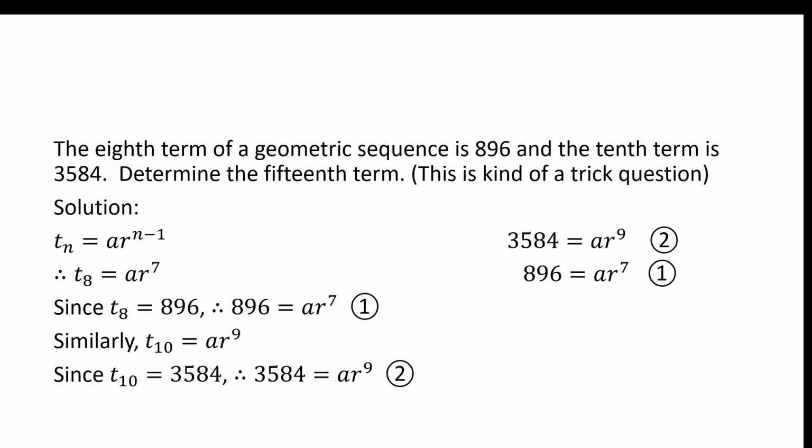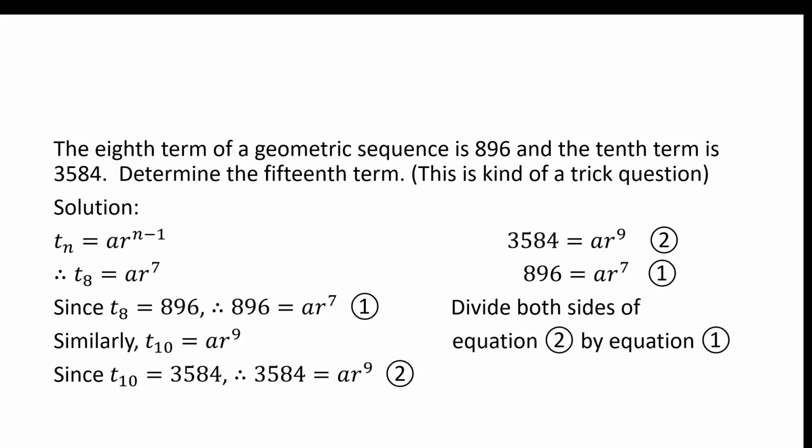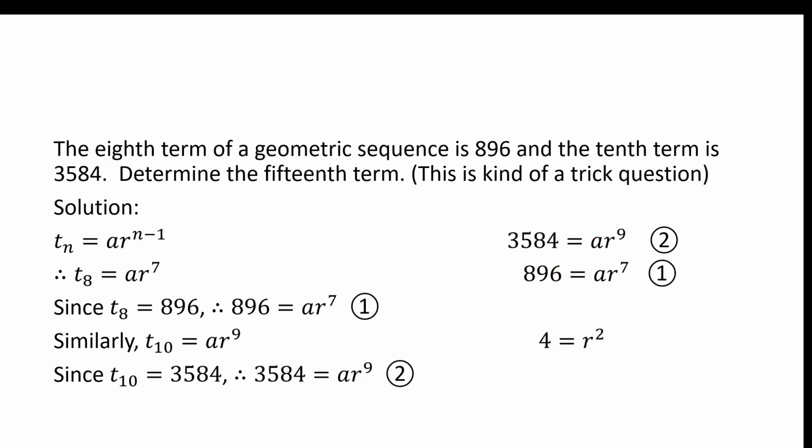All right, so we have these two equations. 3,584 equals AR to the exponent 9. 896 equals AR to the exponent 7. We're going to solve this by dividing. We're going to divide both sides of equation 2 by the appropriate side of equation 1. So 3,584 divided by 896, and on the other side, AR to the 9 divided by AR to the 7. We're allowed to do that because we're dividing both sides of an equation by an equivalent amount. What we end up getting there is that 4 equals R squared.